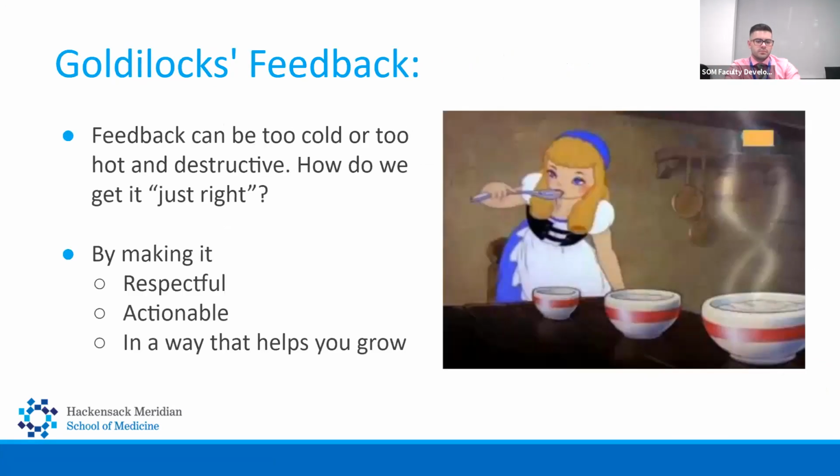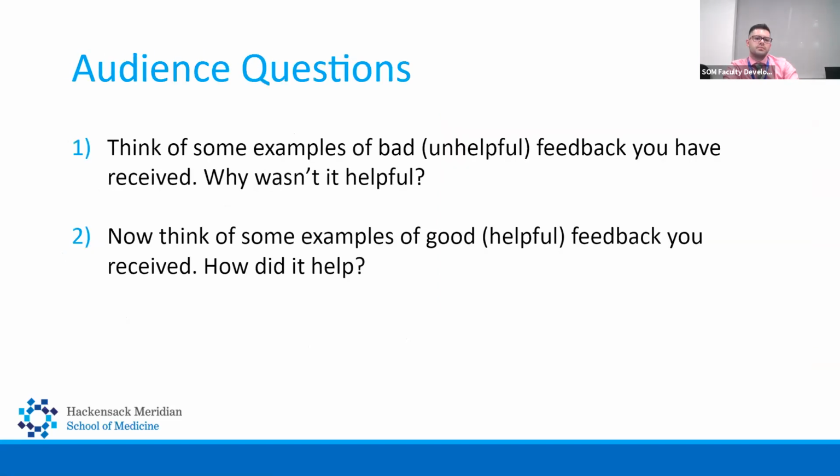As we know, feedback can be given too cold or too hot. It can be overwhelming if you're giving feedback to someone, or receiving feedback from someone, that can be very critical and a lot, or it can be very cold, not enough information. For example, telling someone you did good, or giving just a list of everything they did wrong. The student can sometimes be overwhelmed by that. So how do we get it right? We first start by making it respectful, actionable, and in a way that helps us grow. We'll go a little more into detail on that.